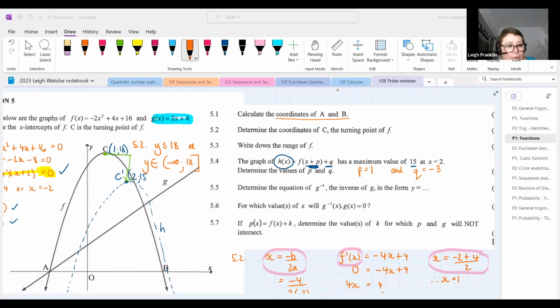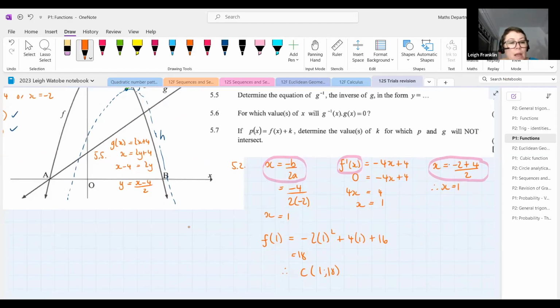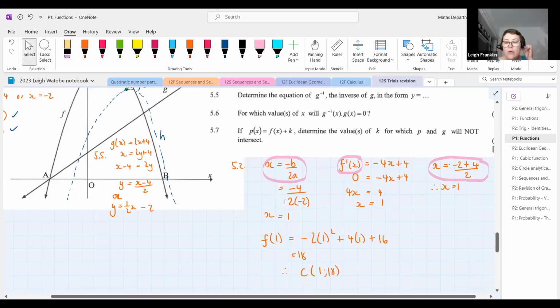All right, so in 5.5, I'm squeezing it in over here. We have g of x equals 2x plus 4. So switching x and y around, we'd have x equals 2y plus 4. So that would give us x minus 4 is equal to 2y. So y would be equal to (x minus 4) over 2. Or if you want to, you can write that as y equals 1/2 x minus 2. So either or, it doesn't matter. Okay, good. Well done. That's perfect. The answers that came through were all 100%.